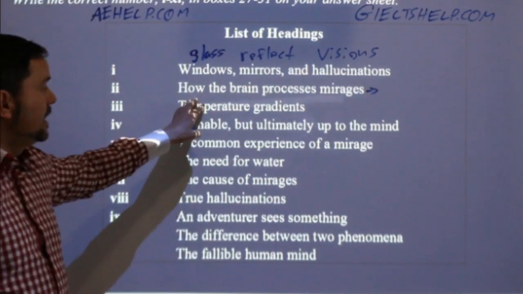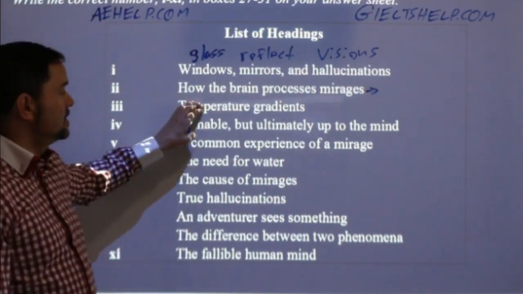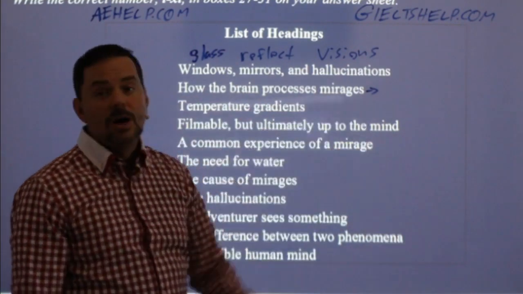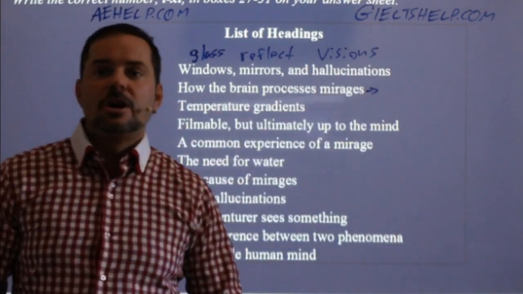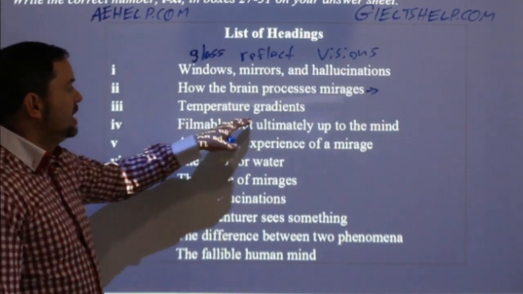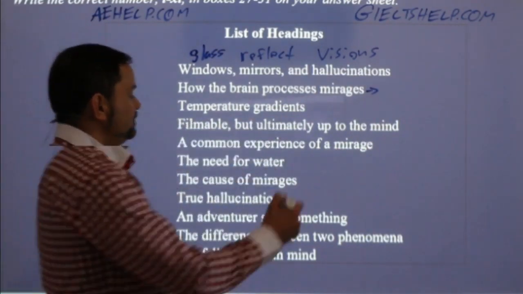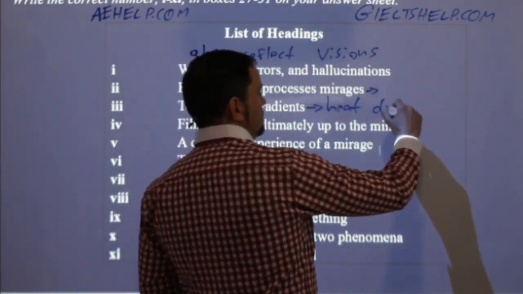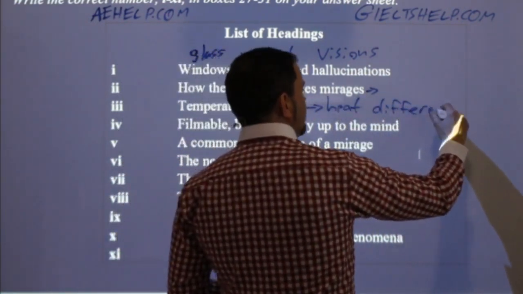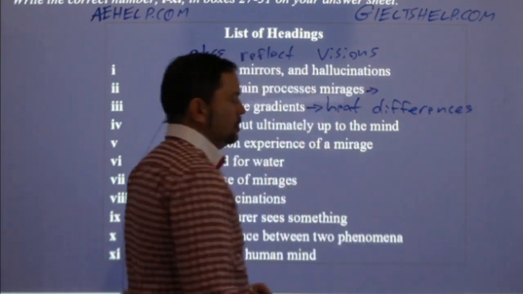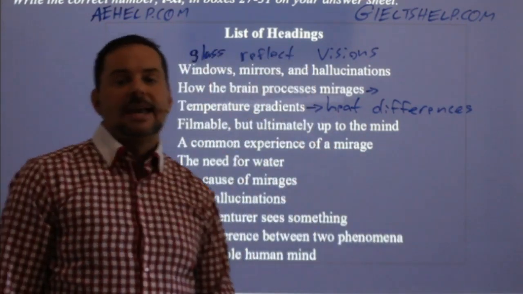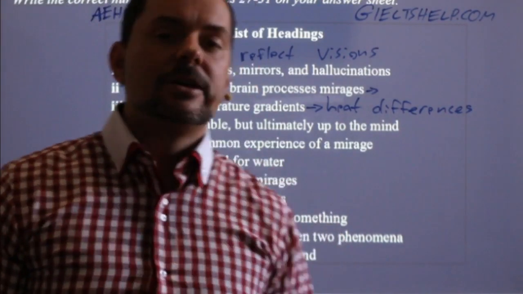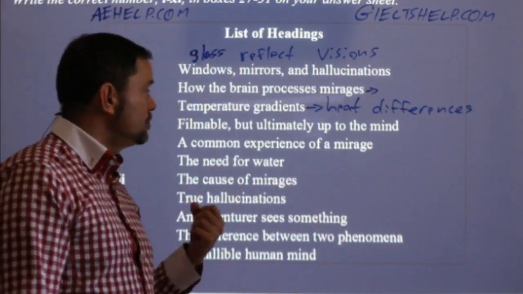Give me another way to express this concept, how the brain processes mirages. Let's see what you come up with. Meanwhile, I'll do the next one. Temperature gradients, heat differences. Okay, and again, your goal here is to do it as best as you can. So it doesn't have to be perfect, doesn't have to be the same as what I'm saying. It's just as well as you can.